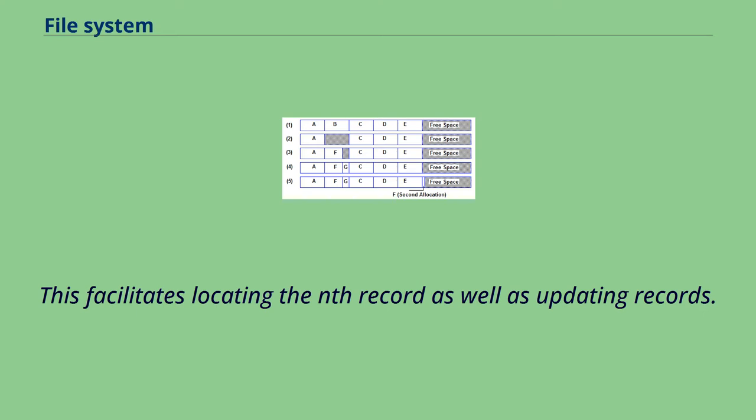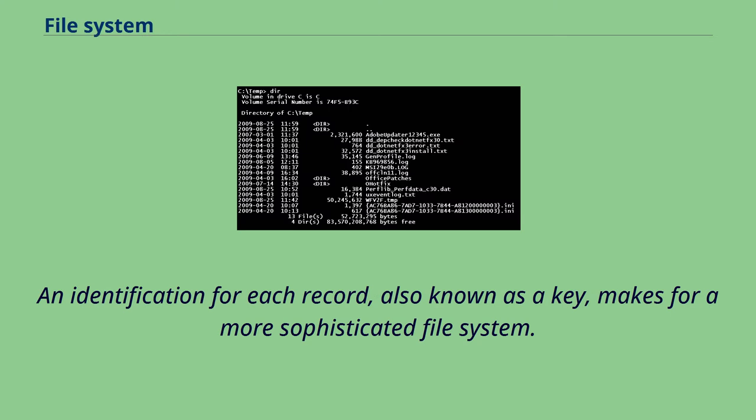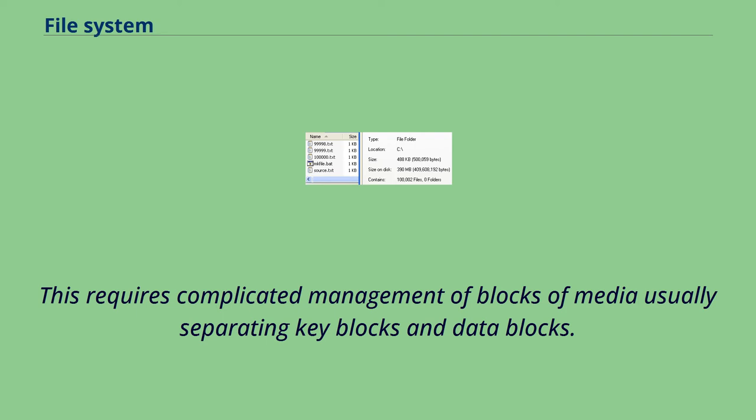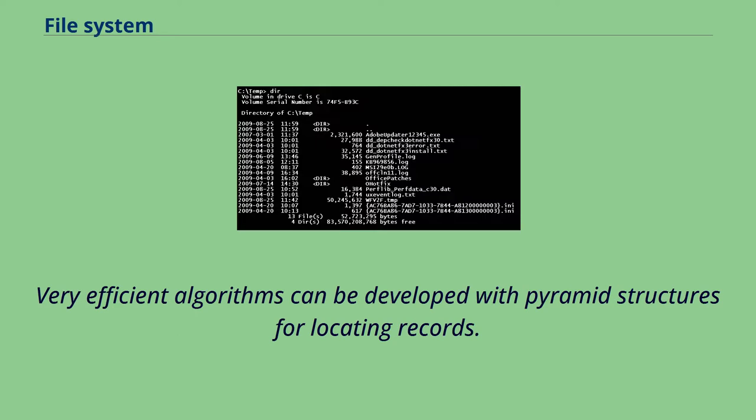This facilitates locating the Nth record as well as updating records. An identification for each record, also known as a key, makes for a more sophisticated file system. The user program can read, write, and update records without regard to their location. This requires complicated management of blocks of media, usually separating key blocks and data blocks. Very efficient algorithms can be developed with pyramid structures for locating records.